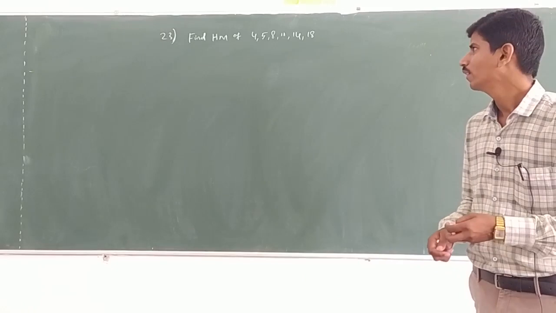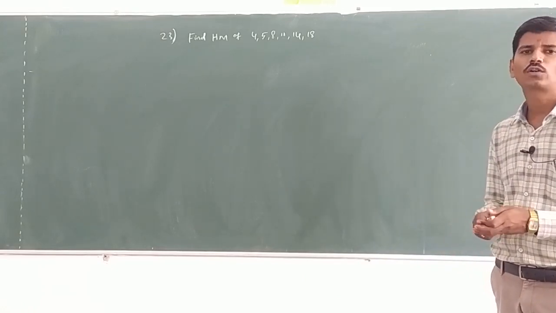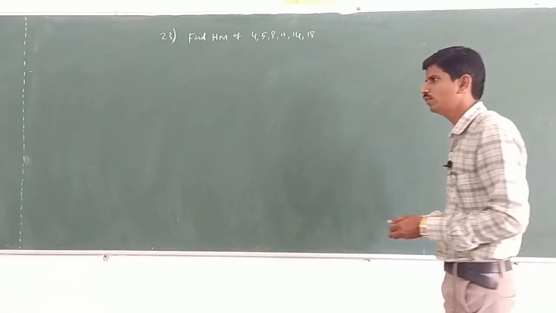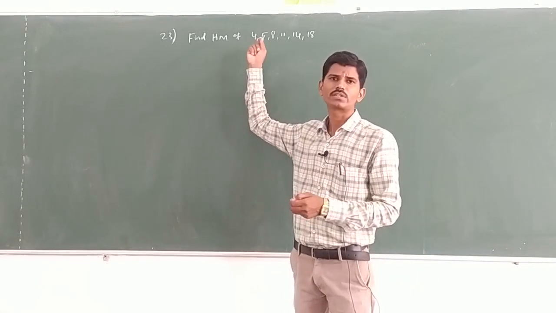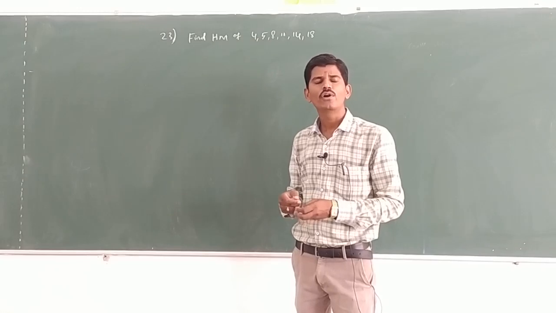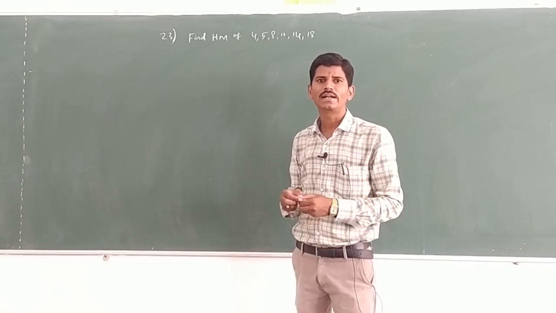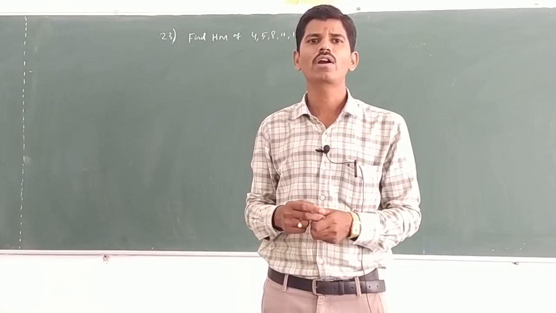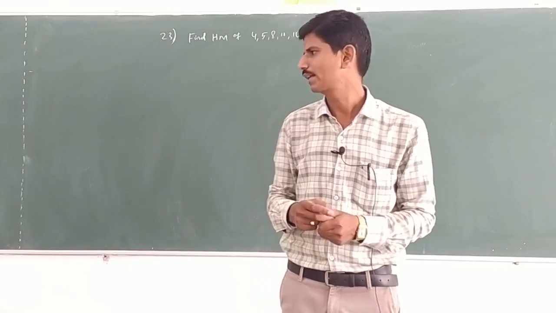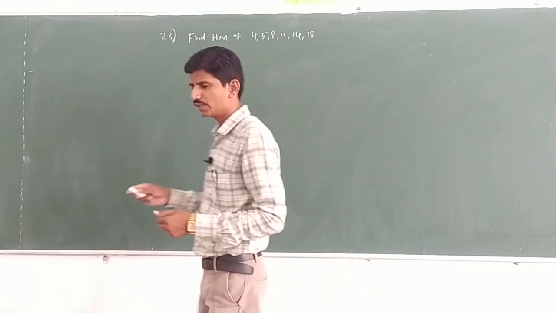Here the data are of type ungrouped, because the class intervals with respect to frequencies are not given; only the observations, the x values, are given. Then we have to apply the ungrouped data formula, that is HM equal to small n divided by sum of 1 by x.